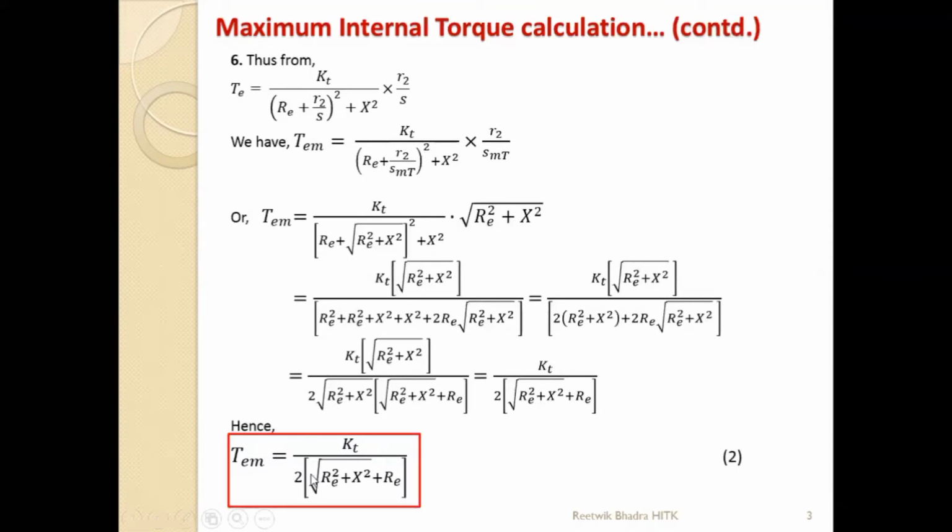But if you look at this maximum torque term, there is no dependency upon your R2. It is completely independent of your R2. If you change your R2 also, the maximum value of torque doesn't depend.